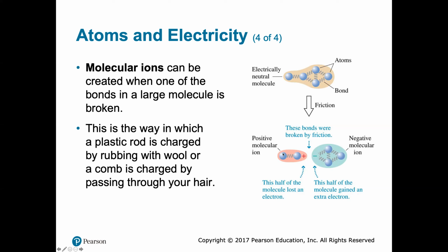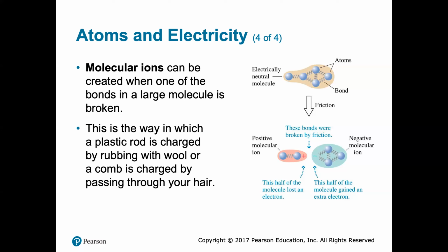When it breaks, it's possible that the two parts may not be neutral anymore. One part may be positive, the other part might be negative. Then these are called a positive molecular ion and a negative molecular ion. So this is a way in which a plastic rod is charged by rubbing with wool, or a comb is charged by passing through your hair.